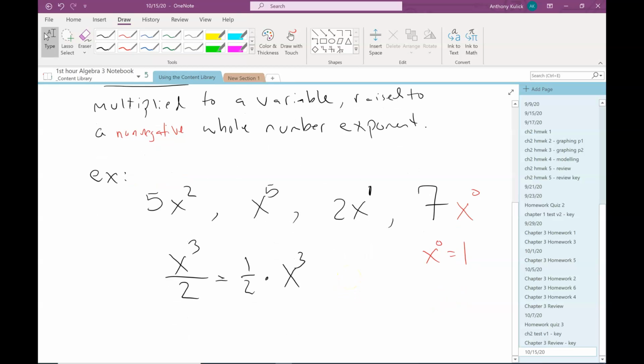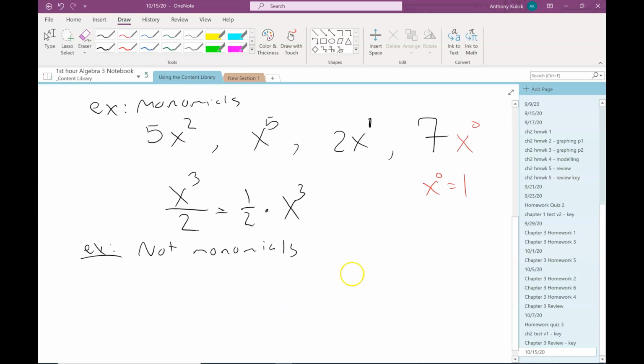So all of these are monomials. So you're like, okay, all right, Mr. Kulik, what are some things that are not monomials? Well, how about 1 over x? That's not a monomial. Why is it not a monomial? Because here we're dividing by the variable as opposed to the real number. So dividing by the real number, we can just think of, oh, that's multiplying by the reciprocal of the real number, no big deal. But for dividing by the variable, we can't do the same trick, right? So that's not a monomial.